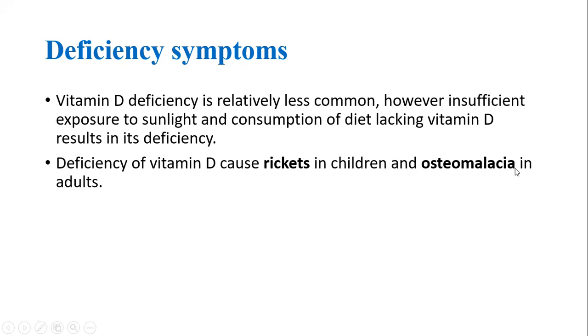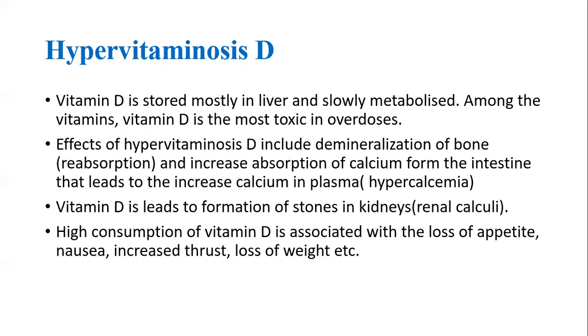Osteo means bone and malacia means soft. In a person with vitamin D deficiency in their diet, adults develop osteomalacia. The symptoms show their bones are soft, while in children the deficiency of vitamin D is known as rickets. Now we're discussing hypervitaminosis D.